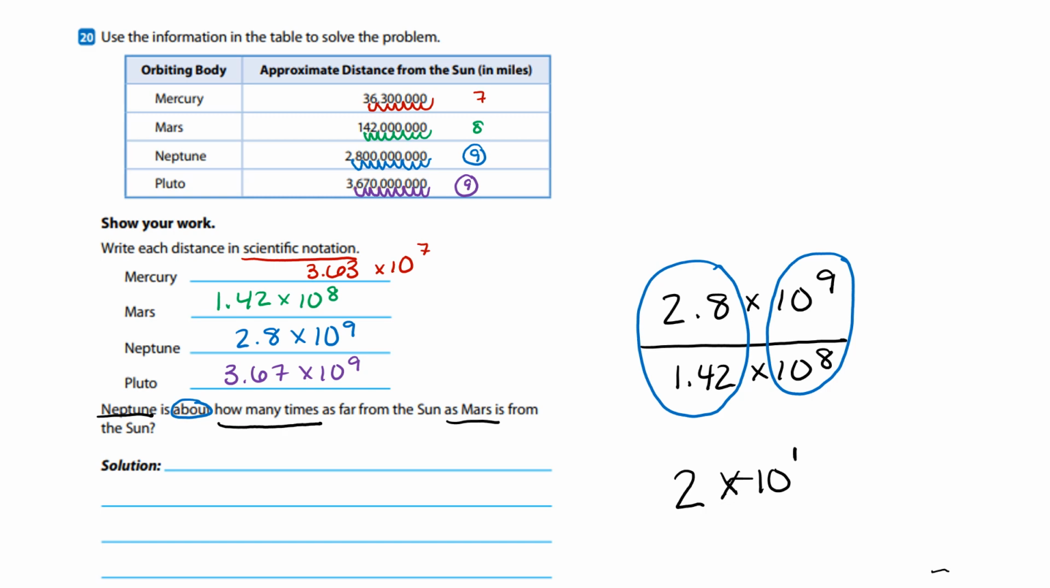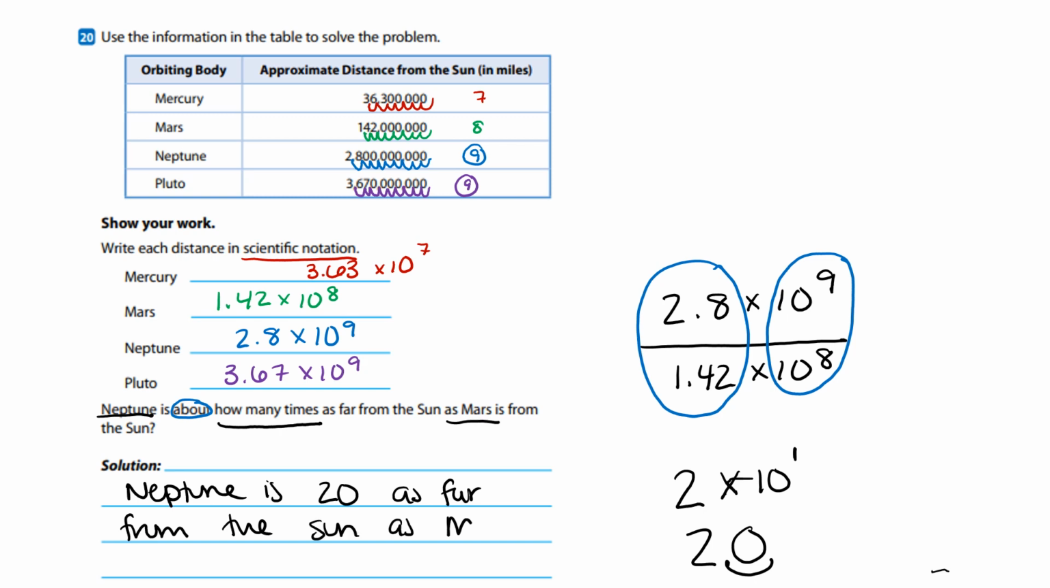And so 2 times 10 to the first power, we can move that decimal one place, which means my answer would be 20 times larger. 20 times as far from the sun. We divide our numbers, we subtract our exponents.